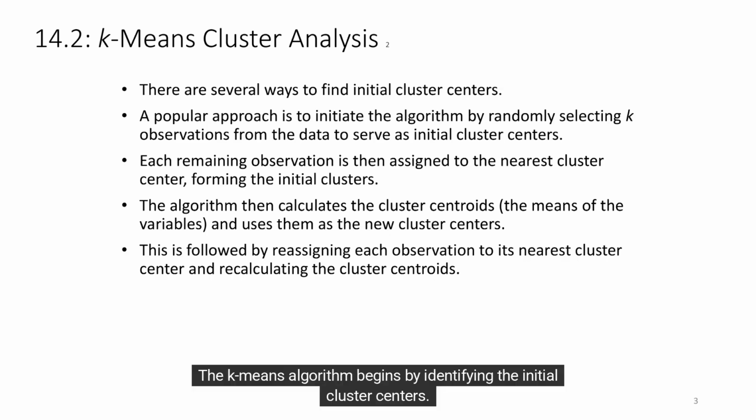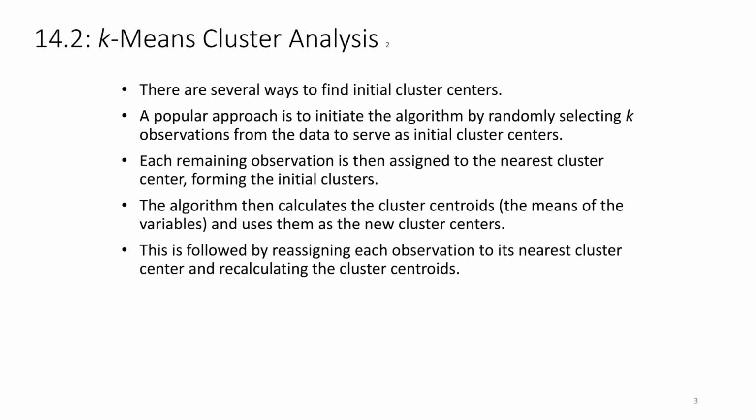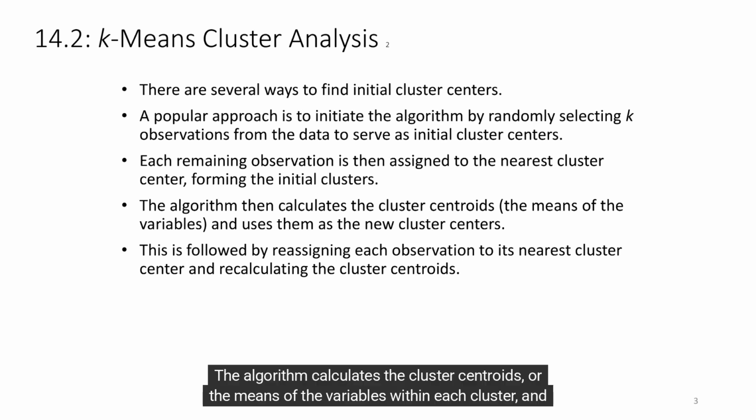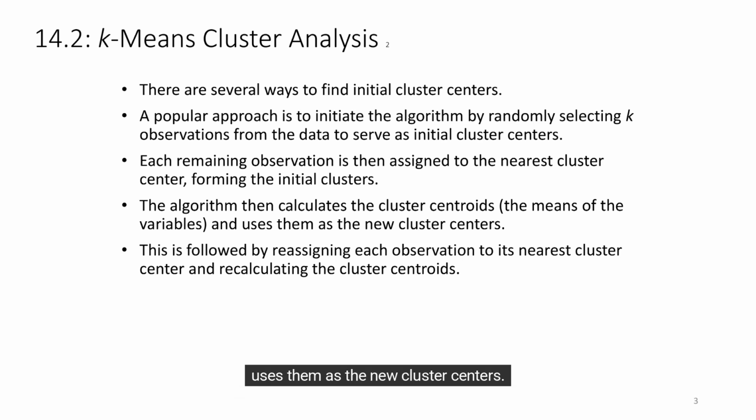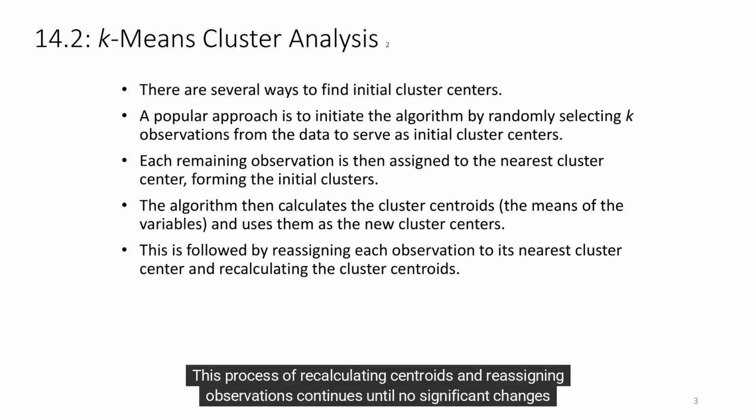The k-means algorithm begins by identifying the initial cluster centers. A common approach is to randomly select k observations from the dataset as the starting cluster centers. From there, each remaining observation is assigned to the nearest cluster center, forming the initial clusters. The algorithm calculates the cluster centroids, or the means of the variables within each cluster, and uses them as the new cluster centers. Observations are then reassigned to their nearest updated cluster centers. This process of recalculating centroids and reassigning observations continues until no significant changes occur.